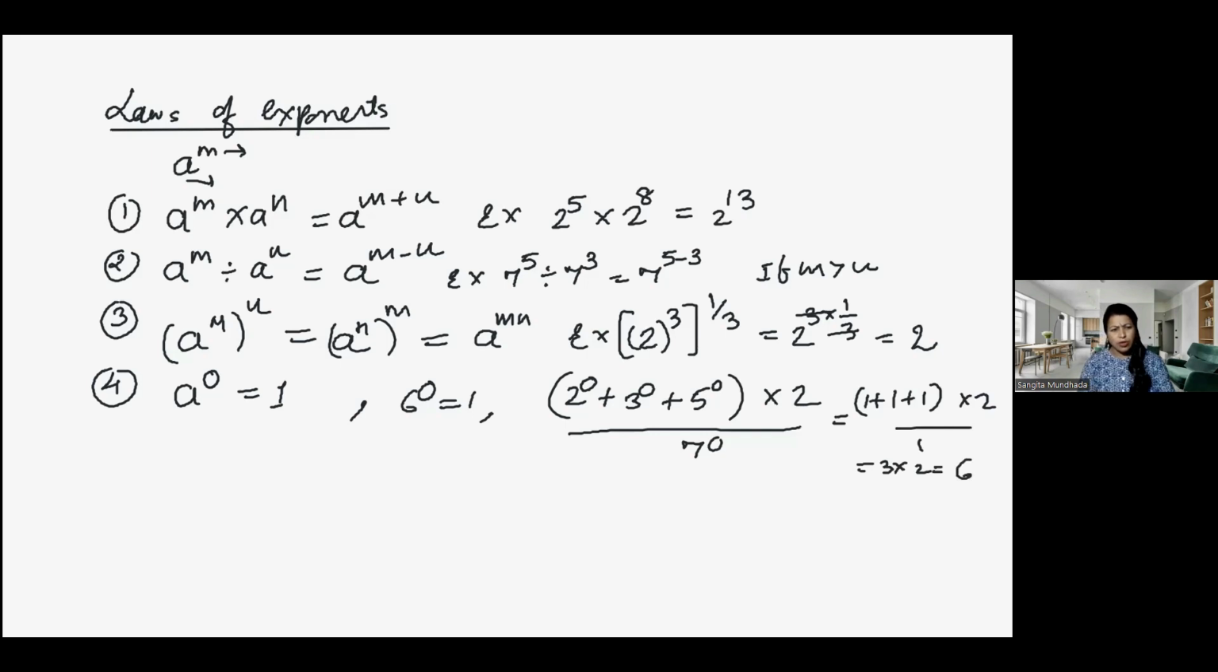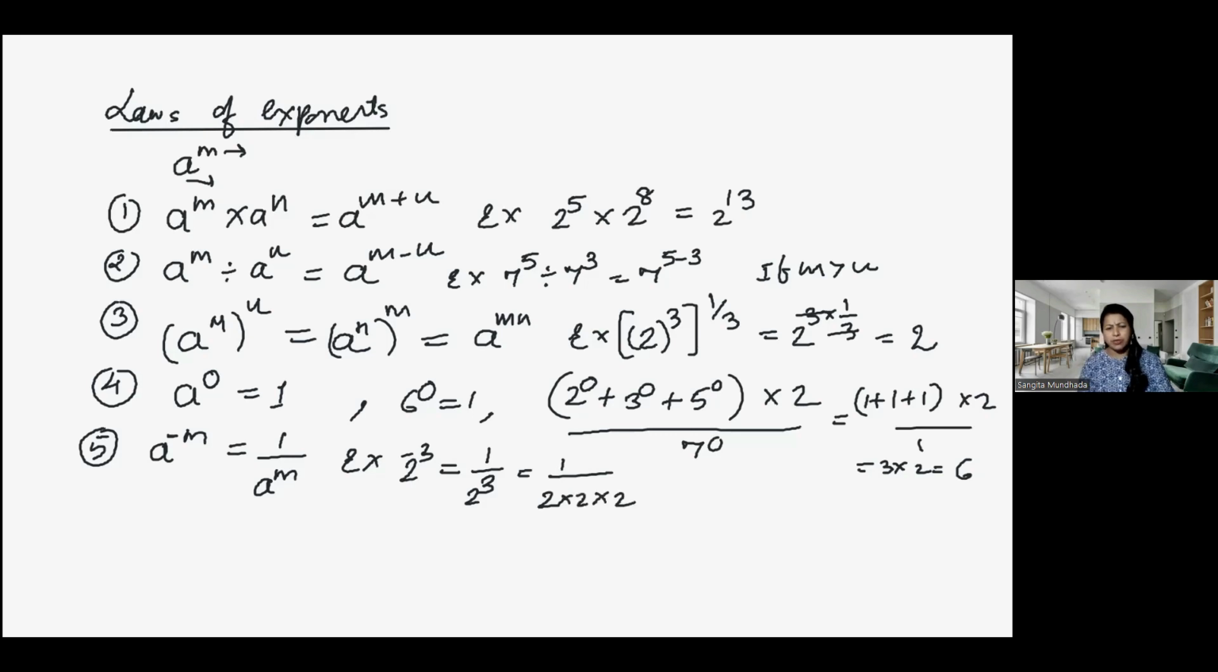1, that is 6. Law number 5: if any rational number has a negative power, then first we convert it into positive. Law number 5 says a^(-m) is equal to 1/a^m. Example, 2^(-3). At present you are not able to solve this. First you have to make the power positive, and for that we write 1/2^3. It means the product of 2 how many times? 3 times. So it is equal to 1 upon 8.